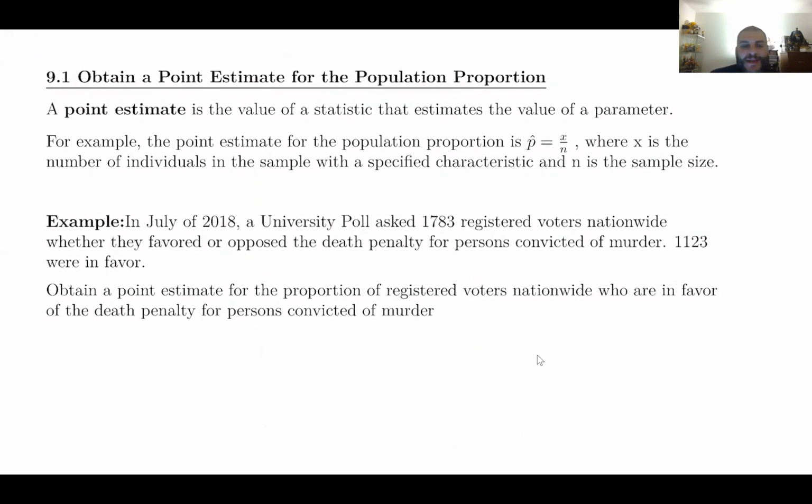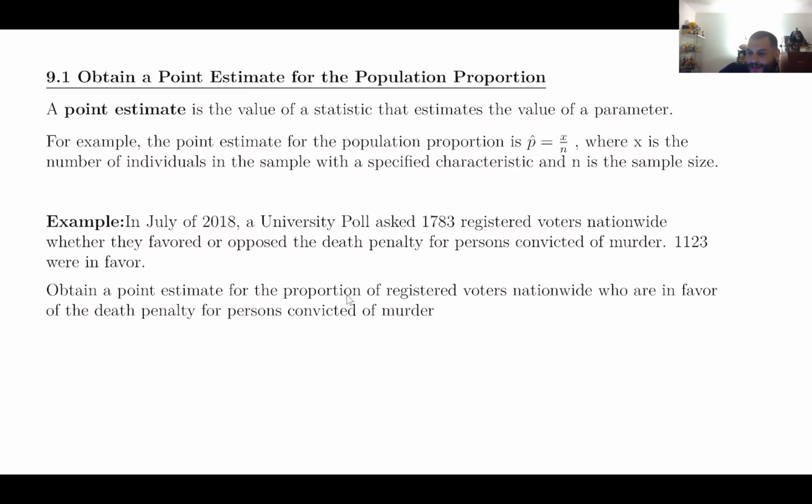All right, so up next, we're gonna get to 9.1. So 9.1, we're gonna obtain a point estimate for the population proportion. Okay. So we're gonna get a point estimate for the population proportion.